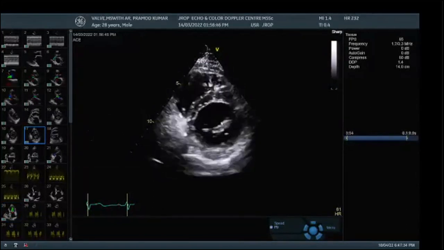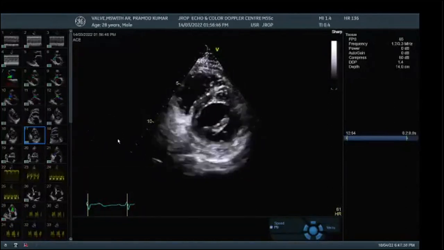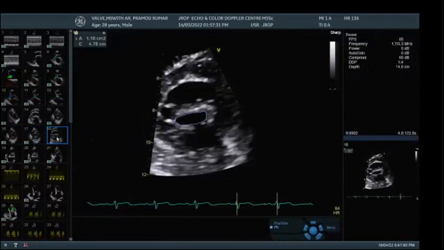We'll spend time on planimetry. Here is the planimetry of this question. Now we can see the planimetry of this subject. 1.18 centimeters. Because planimetry will not be hindered by the AR jet. Yeah. Thank you, sir. Okay, right.